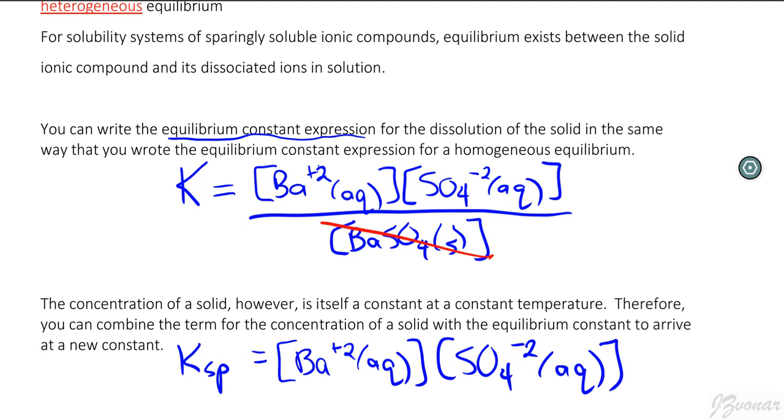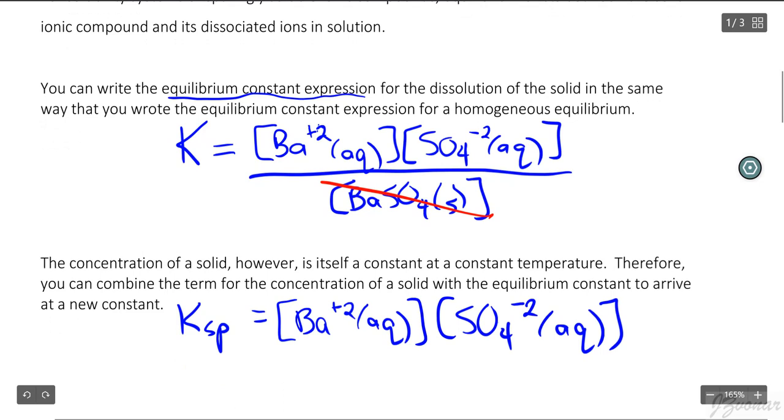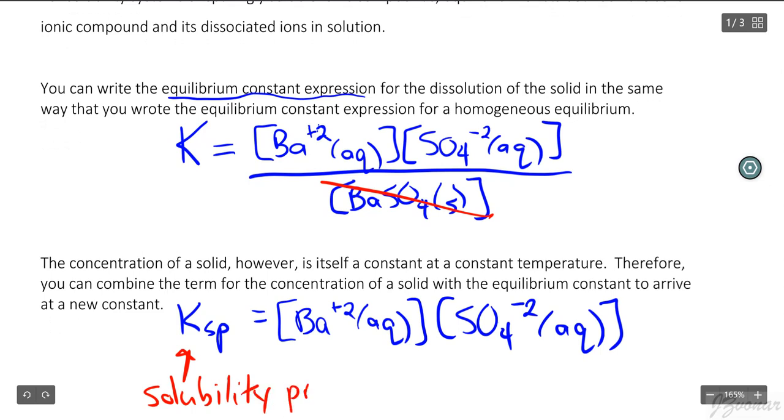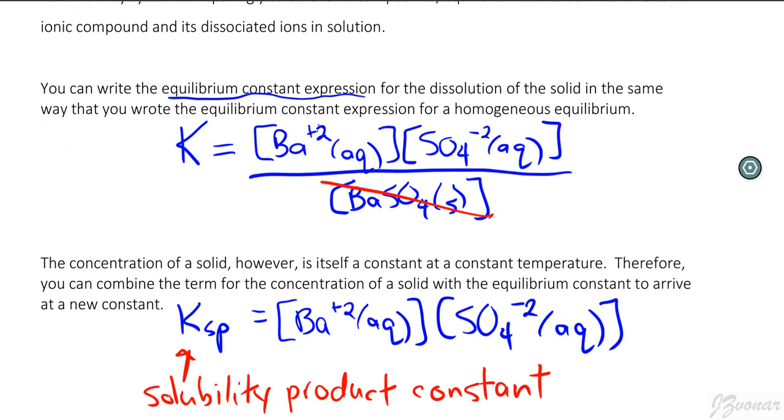So this equation gives us what we call the solubility product constant, KSP. That's what this stands for: the solubility product constant, which is the value of the equilibrium law equation for the solubility equilibrium. The subscript, the SP, distinguishes this constant from the general equilibrium constant K.